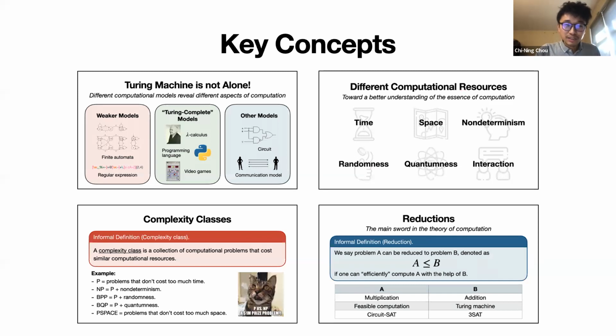Okay, so in summary, today we talked about different computational models and different computational resources, and this motivated us to define complexity classes, which put together problems with similar resource costs. And in the end, we talked about reduction as a powerful tool to understand the relation between computational problems and complexity classes.